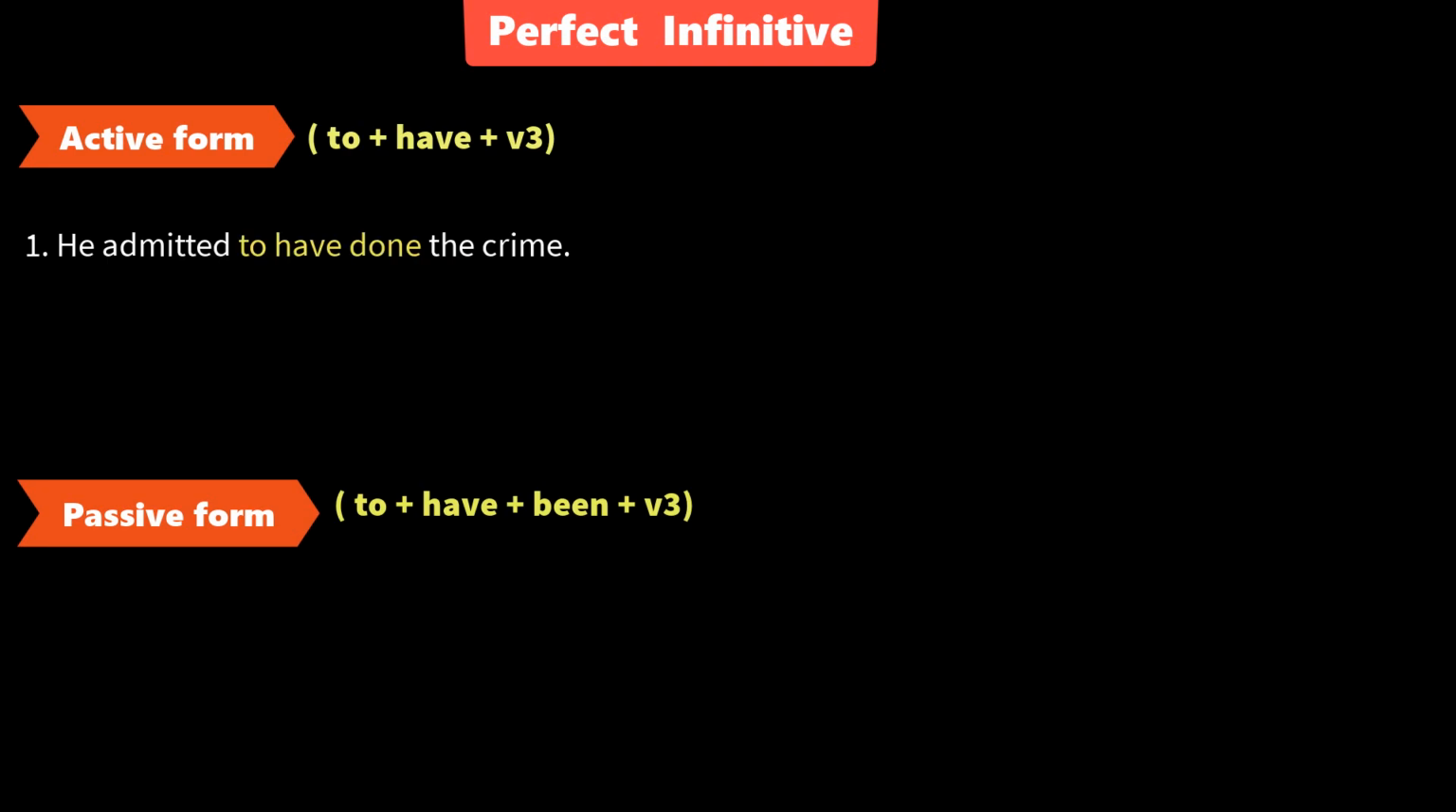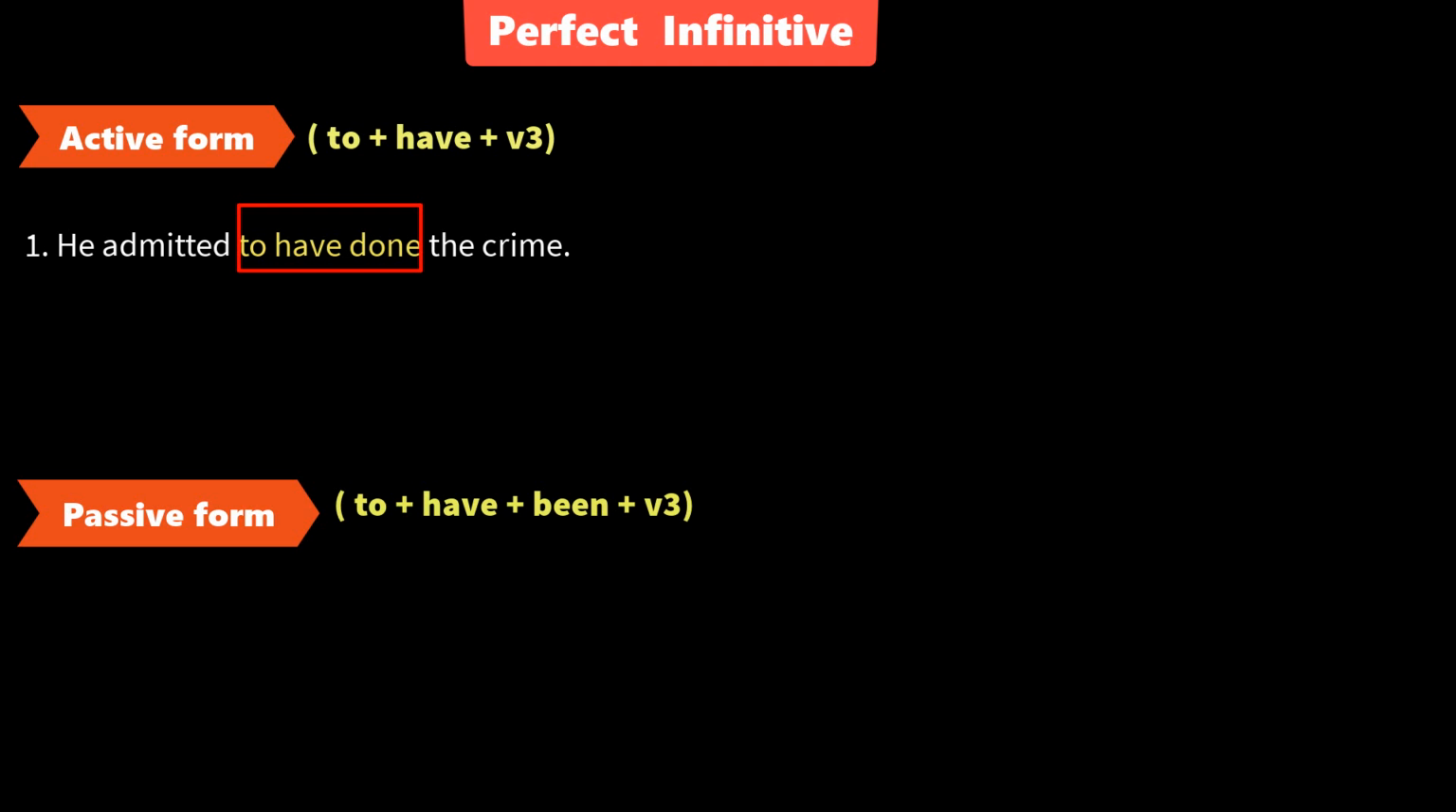He admitted to have done the crime. He admitted what? To have done the crime. Now please understand, if you admit something to an action, that action must have already happened, right? How can you admit something that hasn't happened? You cannot admit something that hasn't happened, right? Just think about it. So this verb admit allows us to use perfect infinitive, all right?